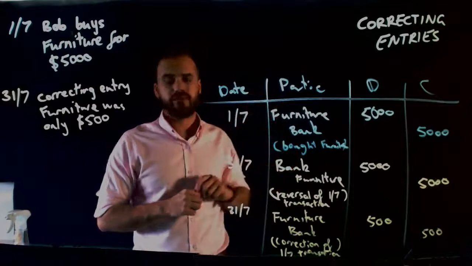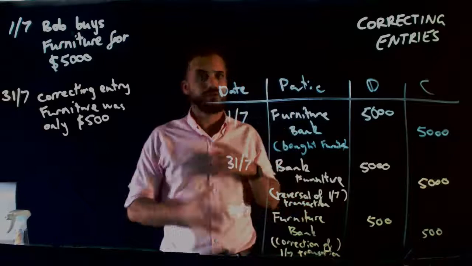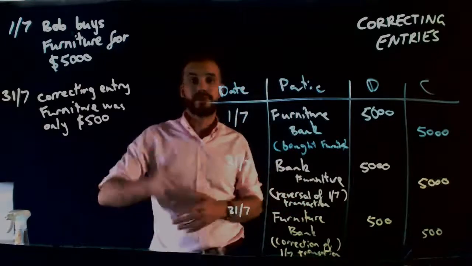Okay, that's correcting entries. The reason I've done correcting entries now is because in the next one, we're going to do sales returns, which is complicated, but it's pretty much this.